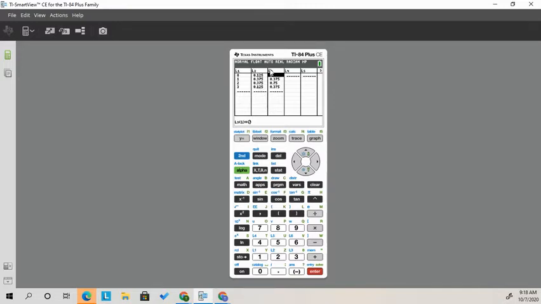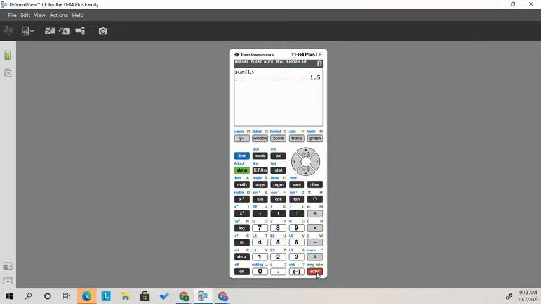All right, so after we multiply list 1 times list 2, we quit out. And then I'm going to clear my home screen. And then we're going to go to second stat, and I'm going to sum that up. So I arrow over to math, go down to sum, or you can hit the number 5, and you're just going to sum up list 3.